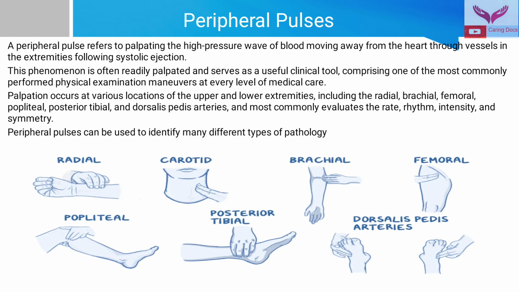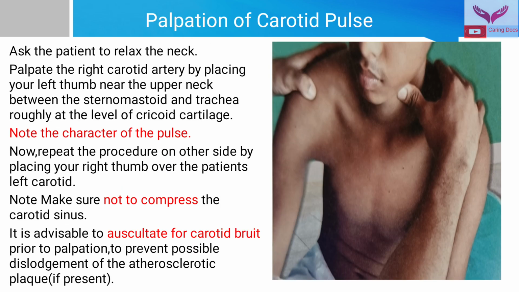A peripheral pulse refers to the palpation of the high pressure wave of blood moving away from the heart through the vessels in the extremities following the systolic ejection. This phenomenon is often palpated radially, and it serves as a useful clinical tool, comprising one of the most commonly performed physical examination maneuvers at every level of medical care. The peripheral pulses are felt at the radial artery, carotid artery, brachial artery, femoral, popliteal, posterior tibial and dorsalis pedis arteries, and these peripheral pulses can help us identify different types of pathologies by evaluating the rate, rhythm, intensity, and symmetry of the pulses.